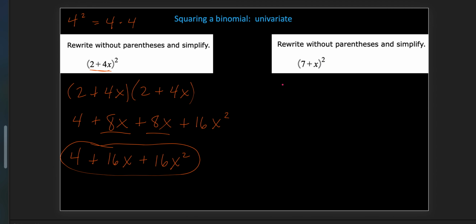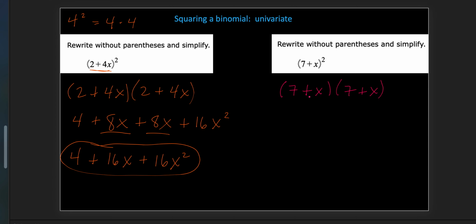Over here is the same thing. That exponent means we have 2 of those multiplied together, 7 plus x times 7 plus x. And once you write that out, you can recognize you have 2 binomials, and you're going to use the FOIL process to multiply.